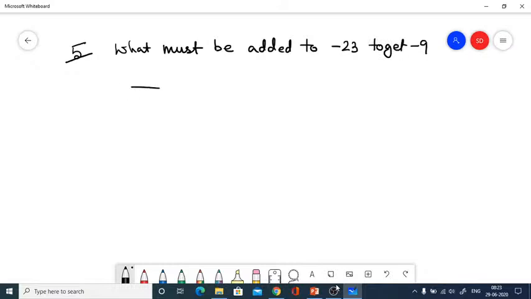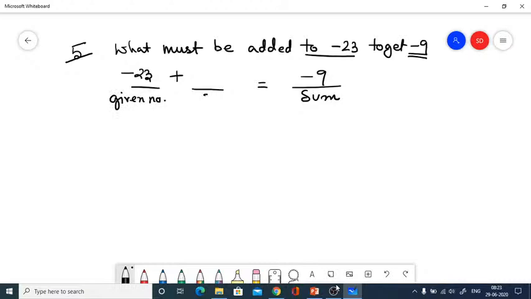So, you are adding two numbers and you're getting one number. So what are they asking? Adding to which number? Minus 23. So minus 23 is the given number. How much you should get after adding? Minus 9. So this is the sum. This is the given number. You have to find the other number.